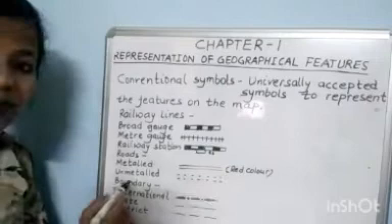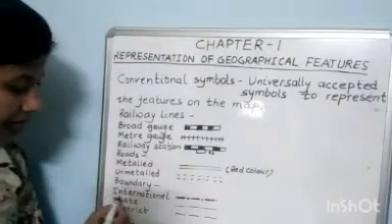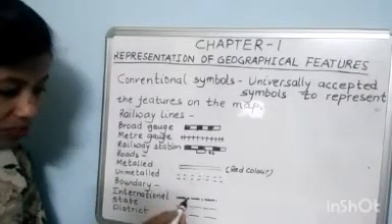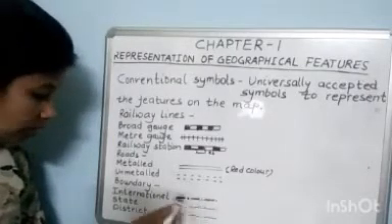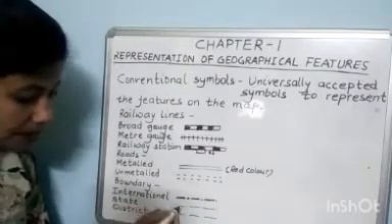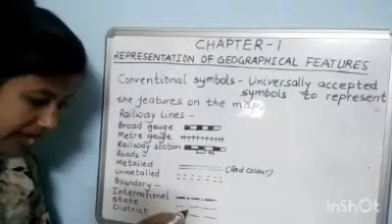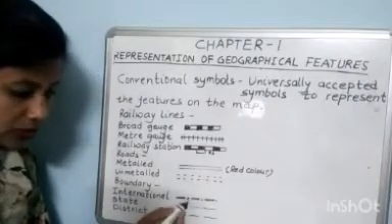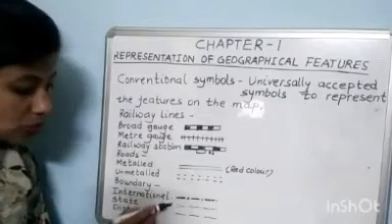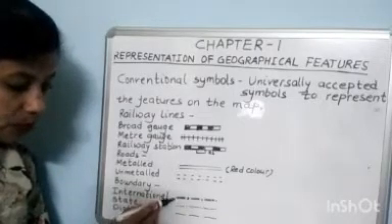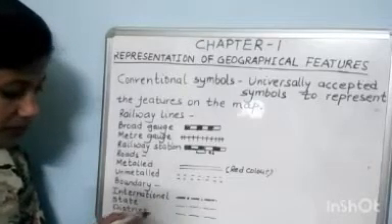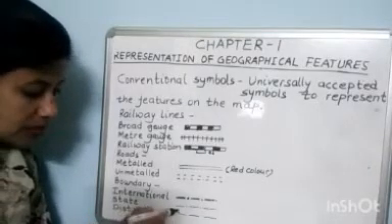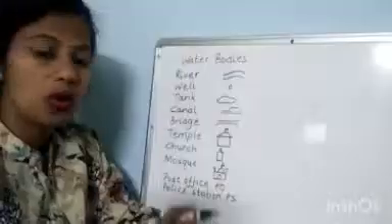Now boundaries. International boundary: bold dash, bold dot. This is the pattern of showing international boundary. Then state boundary: dash, dot, dash, dot. You can see the difference between these two boundaries, international boundary and state boundary. Here district boundaries are shown with dash only.